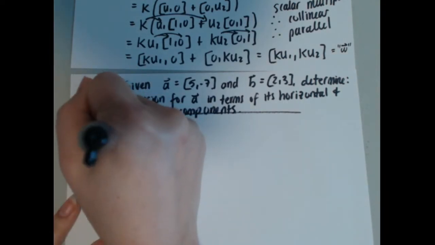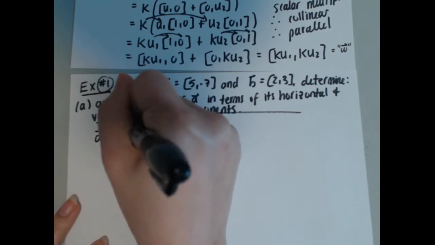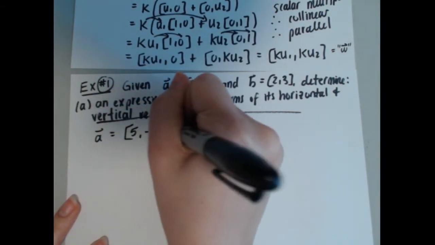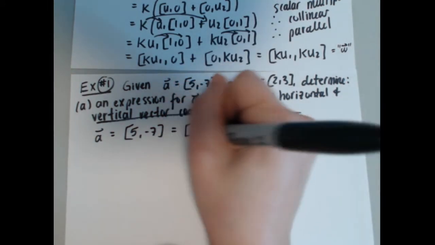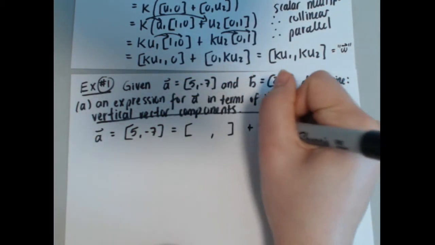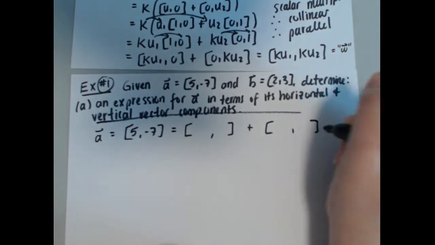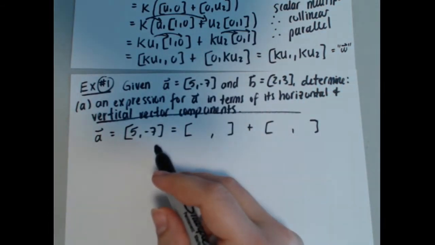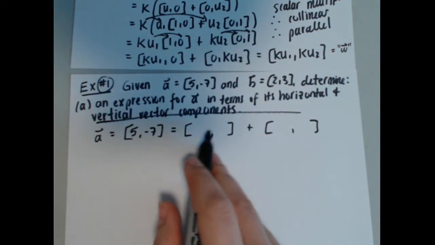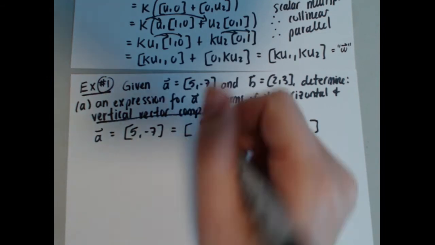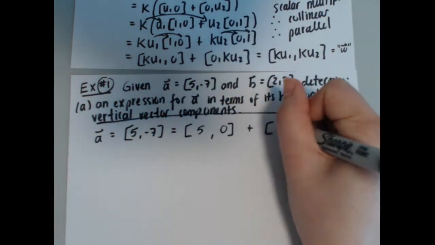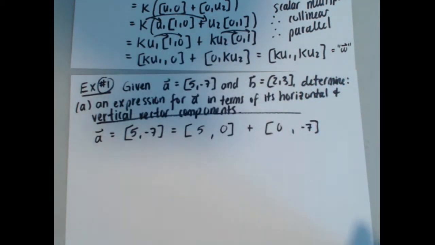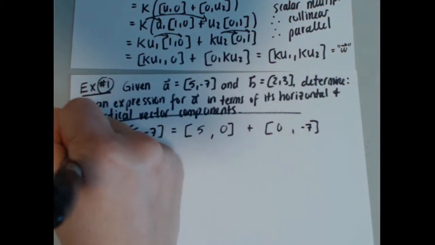So all that means is I take my vector A, which is 5, comma, -7, and I break it up into 2 other vectors. One vector representing the horizontal, one vector representing the vertical. So some vector plus some vector. Okay, so we did this in the previous 2 examples. I can break this up into an x piece and a y piece. So the x piece is going to be 5, comma, 0. And the y piece is going to be 0, comma, -7. So that's it for part A.